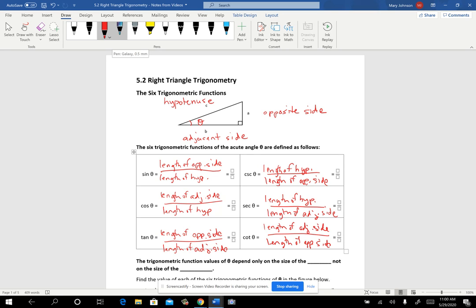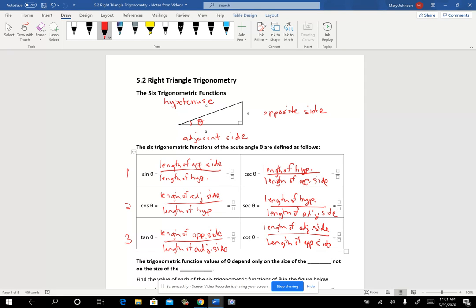And we're going to define the 6 trig functions. Right. So sine, cosine, and tangent, these 3 right here, are the basic trig functions you really need to know. When you're looking at those, sine is the length of the opposite side over the hypotenuse. Cosine is the length of the adjacent side over the hypotenuse, and tangent is the length of the opposite side over the adjacent side. All right, just those 3 right there.